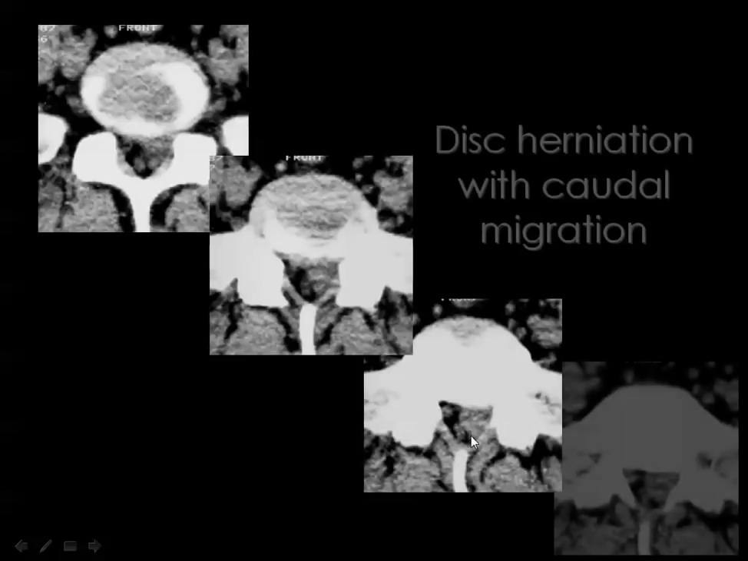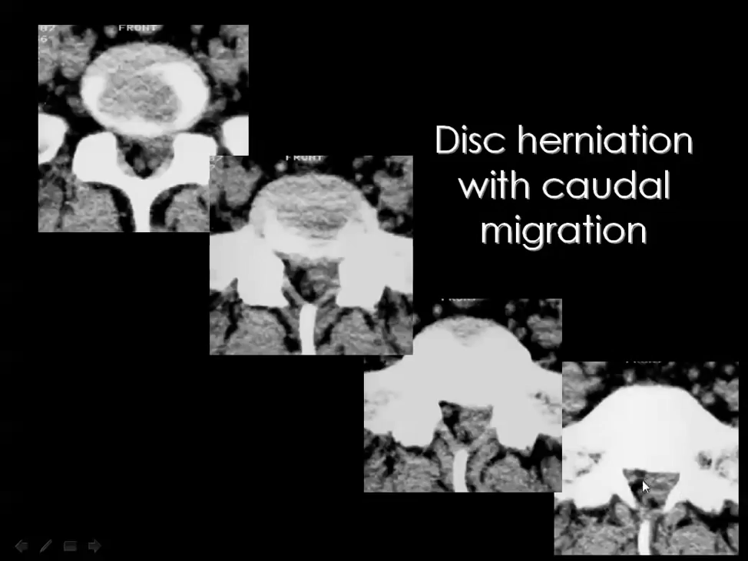In the axial image by CT, you can see disc material on the left side. This is left posterolateral disc herniation. The second section, you can still see the disc. The third section, you can still see the disc. The fourth section, you can still see the disc. The fifth section, you can still see the disc. Then you know that this disc is herniated and is migrating caudally.